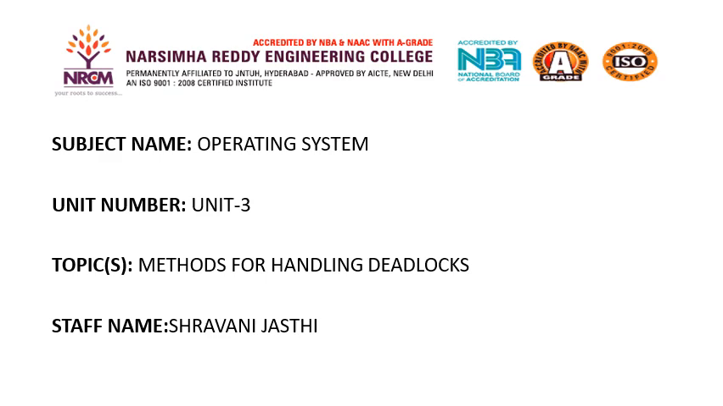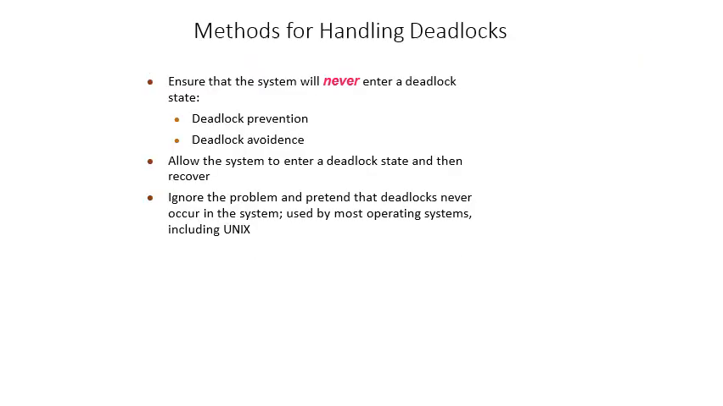This is Shravani and I'm going to explain operating systems, Unit 3, methods for handling deadlocks. Now we'll see what the different kinds of methods for handling deadlocks are. There are two methods: one is the deadlock prevention method and the second is the deadlock avoidance method. Here, this allows the system to enter the deadlock state and then recover.